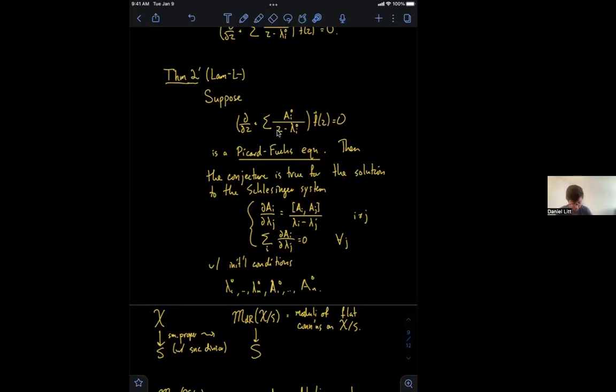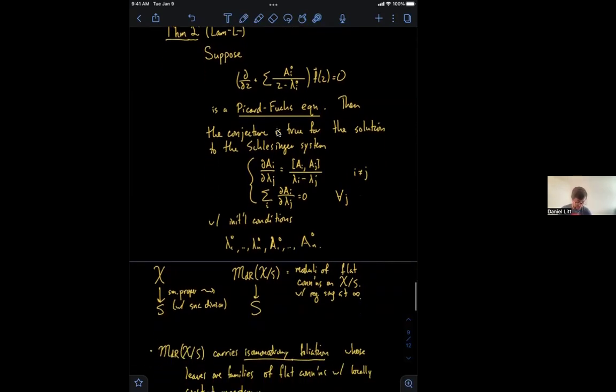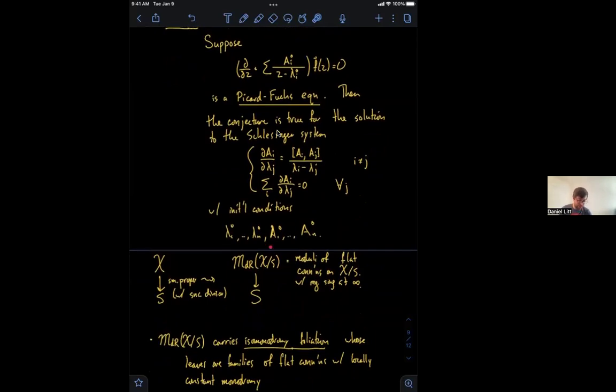So let me explain how. Associated to this is a space called M_dR(X/S), and it's the moduli space, really a stack, of flat connections on the fibers of X over S. If you have an SNC divisor, you can add connections with regular singularities at infinity. Okay, so this is some kind of algebraic geometric object. And the fairly deep fact is that this algebraic geometric object carries an algebraic foliation called the isomonodromy foliation.